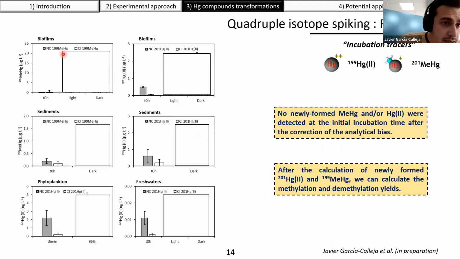And also you can see here that in biofilms and in sediments, we had methylation, but these values are similar. However, when we move to the inorganic mercury, as we saw in the last slide, these differences are higher. That means that during the sample preparation, we had a high demethylation yield.